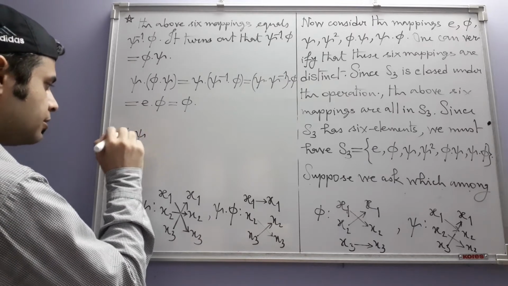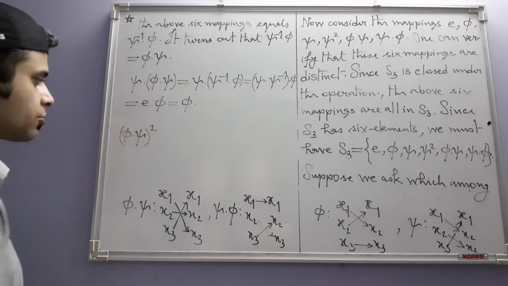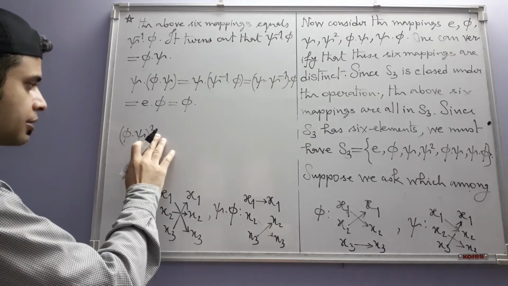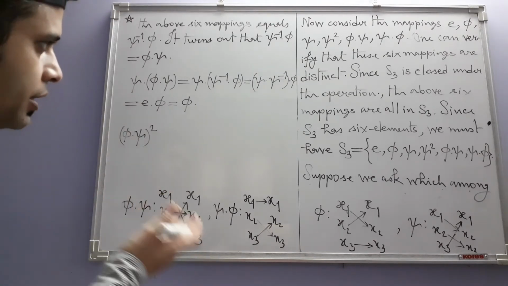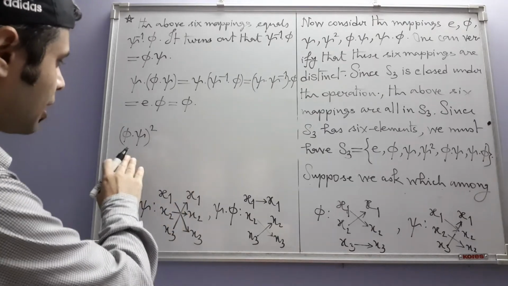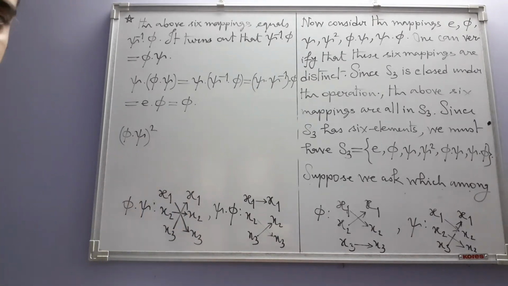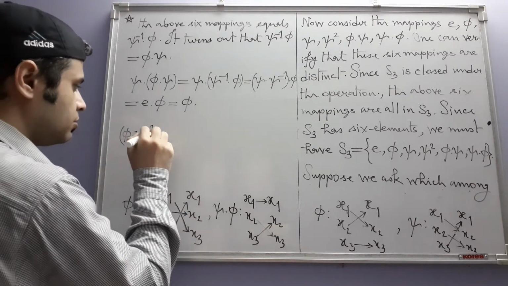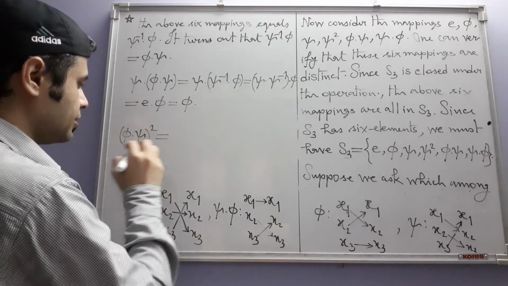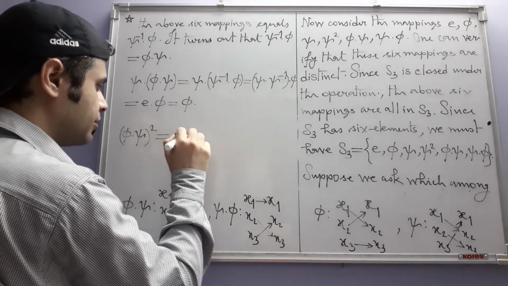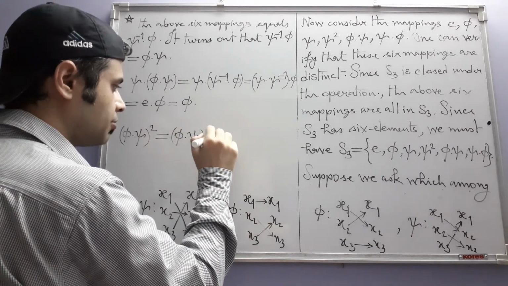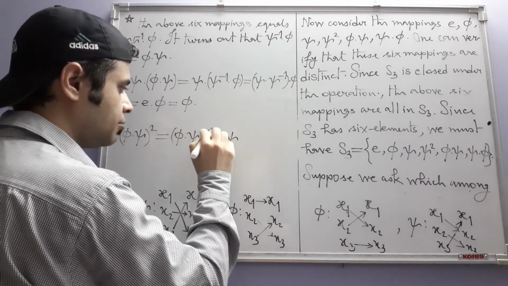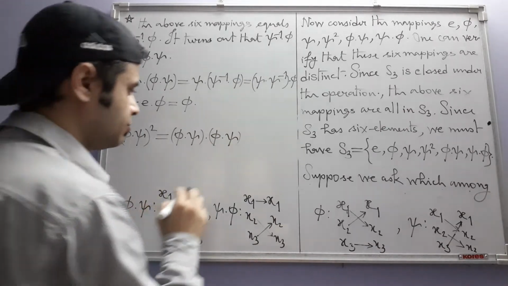Phi dot psi square. Keep in mind what this means. We have already defined in the previous part what integral powers of group elements mean. There we have seen that this actually means the thing that you expect it to be, namely the product of the element two times with itself.